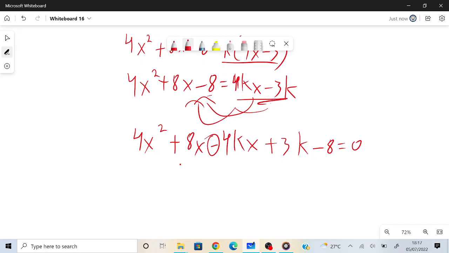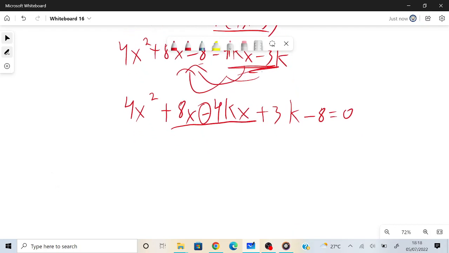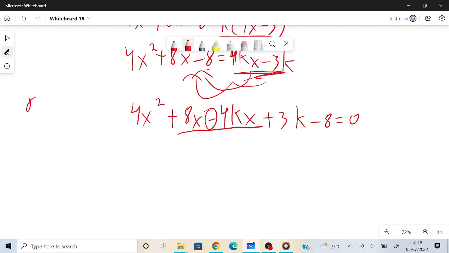Now, the reason I wrote 8x minus 4kx first is because ideally I would have written 4x squared plus 8x and then minus 8 and then the 4x minus 3x part. But the reason I wrote it like this is so that it's easier for me to factorize, because as I said, you need it in the form of ax squared plus bx plus c. We can see that we have the ax squared. This is the 4x squared. We need to get the bx and the c. And the way we get the bx is simply by factorizing this.